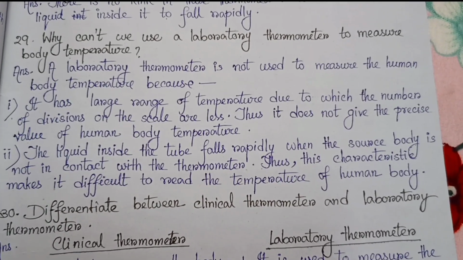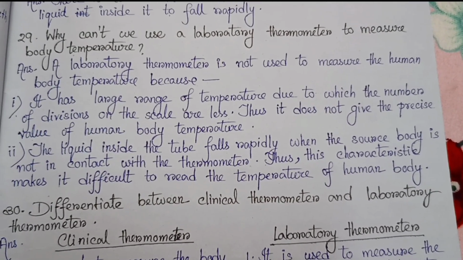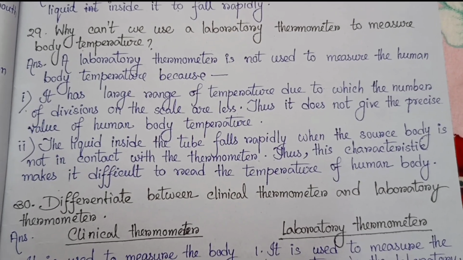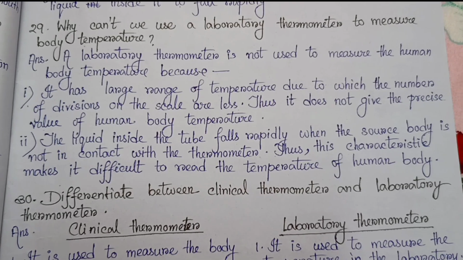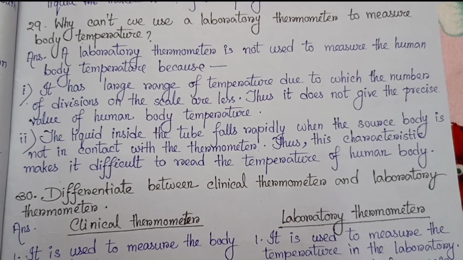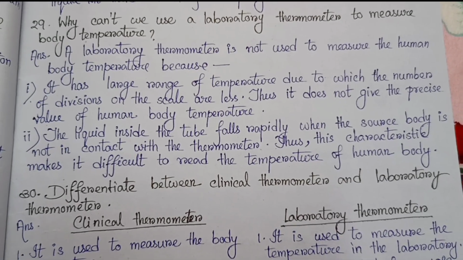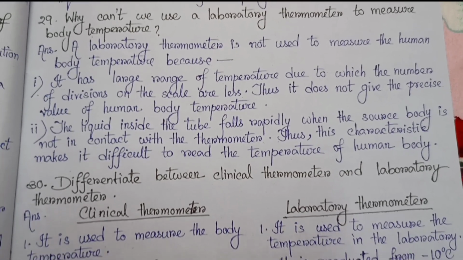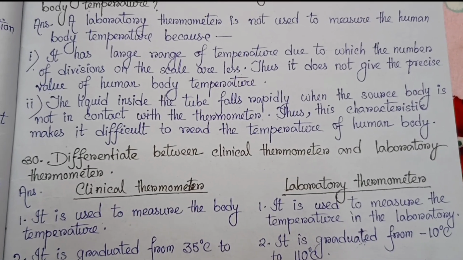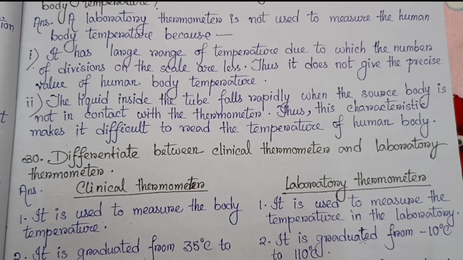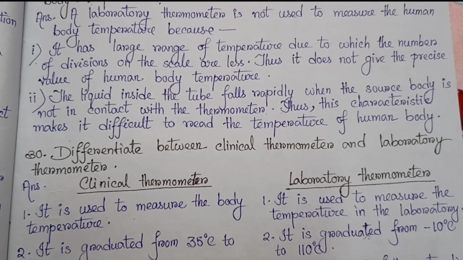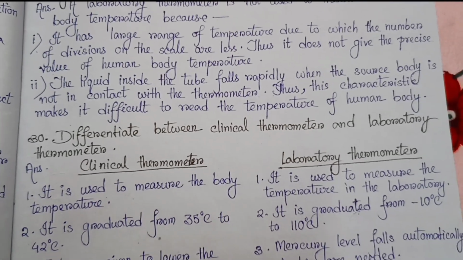29. Why can't we use a laboratory thermometer to measure body temperature? A laboratory thermometer is not used to measure the human body temperature because it has a large range of temperature due to which the number of divisions on the scale are less. Thus, it does not give the precise value of human body temperature. Next, the liquid inside the tube falls rapidly when the source body is not in contact with the thermometer. Thus, this characteristic makes it difficult to read the temperature of human body.